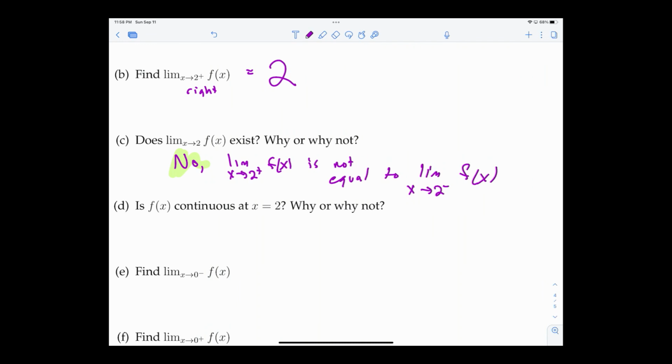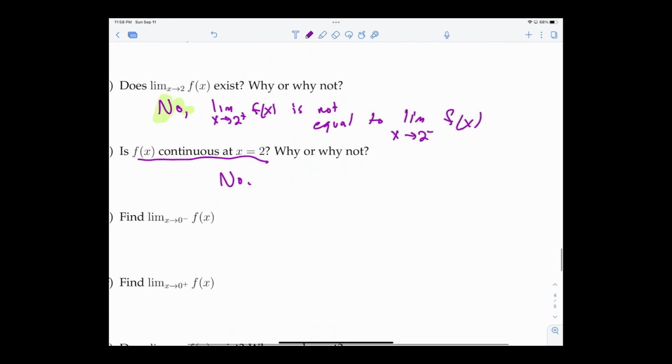Is f of x continuous? No, right? The definition of continuity says that the function value is equal to the limit and there's no limit, right? So f of 2 is not equal to the limit as x goes to 2 of f of x because this doesn't even exist. Okay, so no, not continuous.